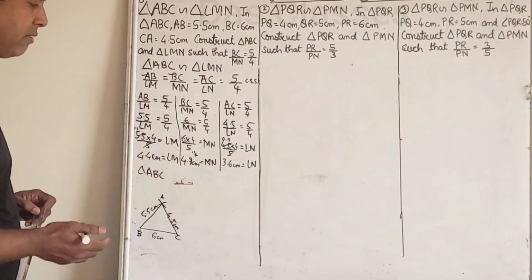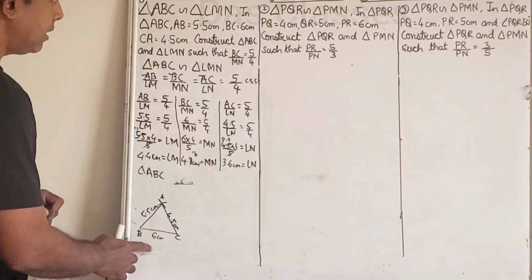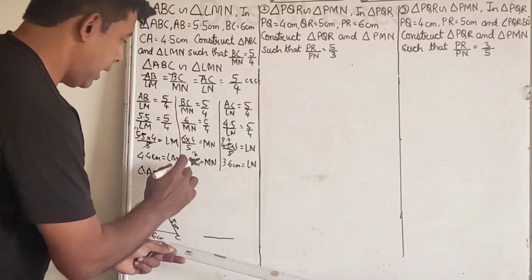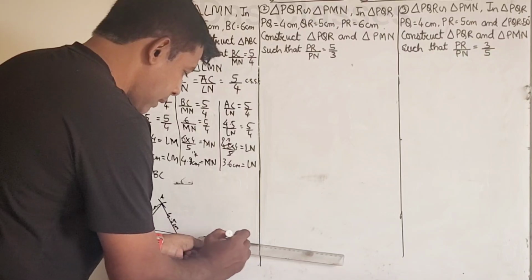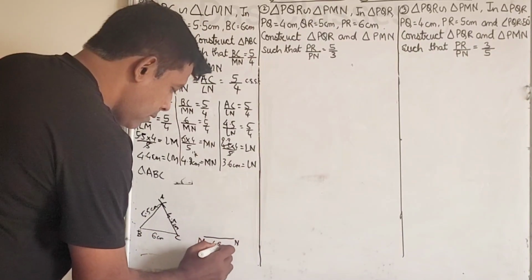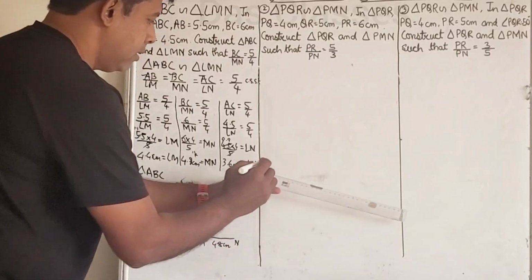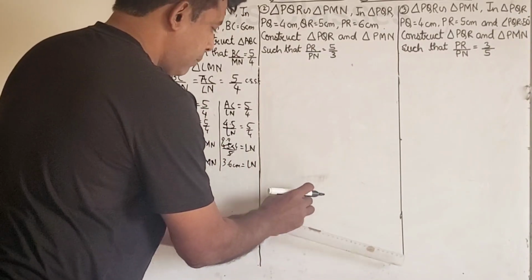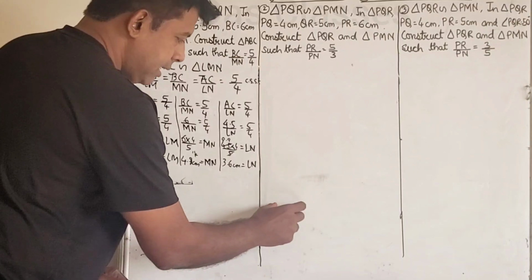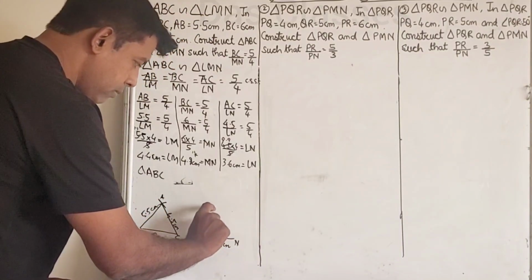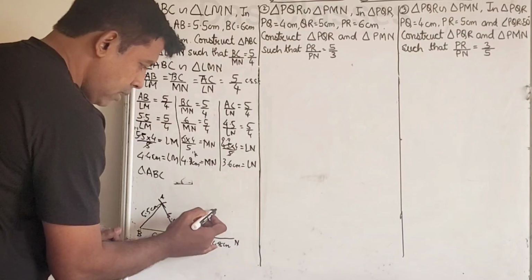For triangle LMN, we can draw MN below. You can take any of the sides down, but as we have taken BC down, here also we will take MN down. MN is 4.8 centimeter, so with the help of the scale, mark 4.8 centimeter. Then LM is 4.4 centimeter, so take that value on the rounder and from there draw an arc.